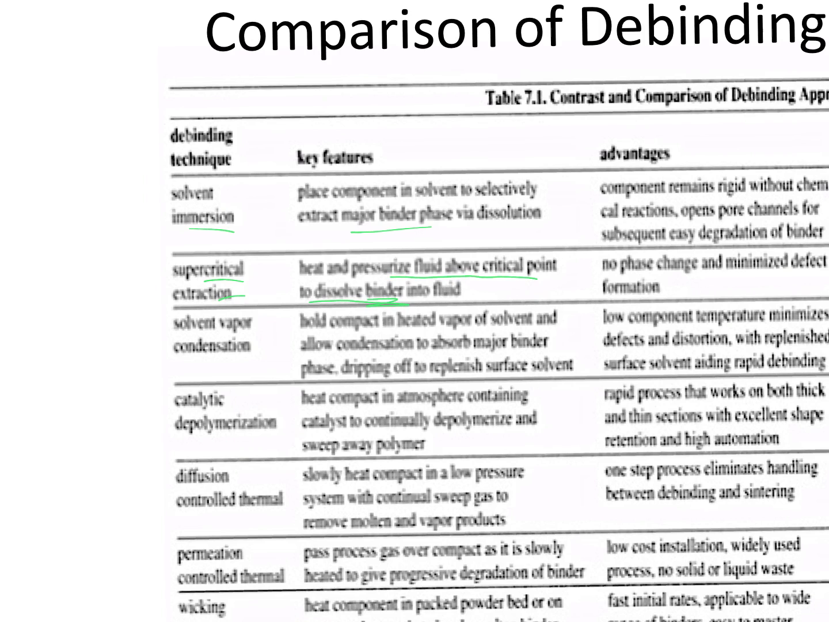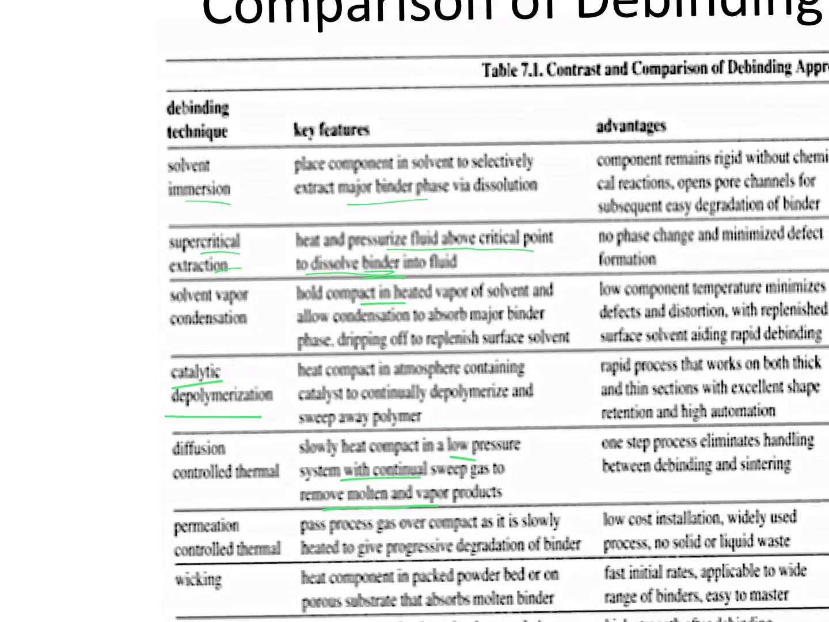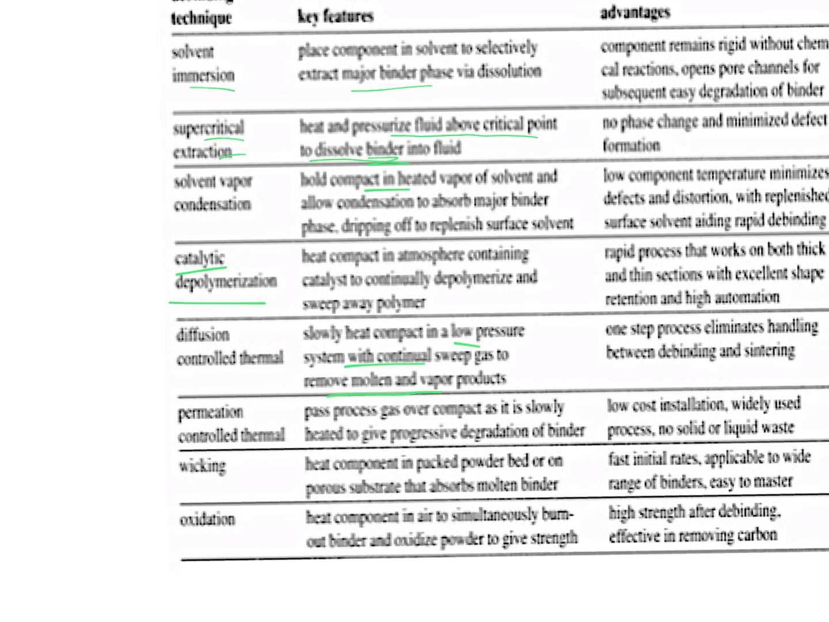Solvent vapor, holding the compact in heated vapor solvent to absorb the major binder phase. Catalytic depolymerization, so you cause breakdown of the polymer in a controlled way. And then this is a low pressure system that uses a gas to remove these vapor components. And then passing gas over this is called the permeation controlled thermal process. Wicking, we've talked about that, throwing things into a packed powder bed and wicking them out from that.